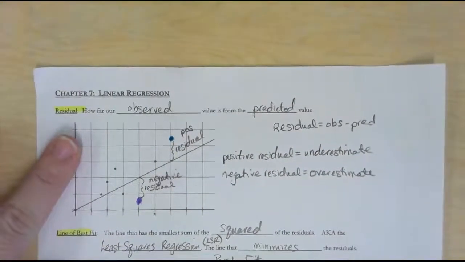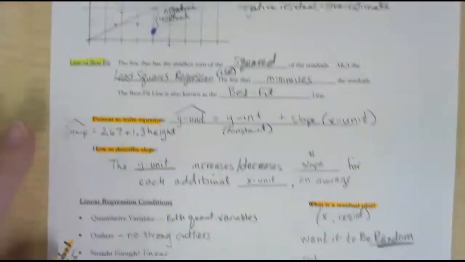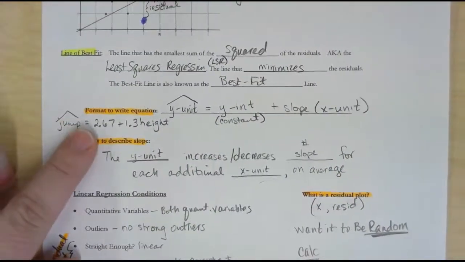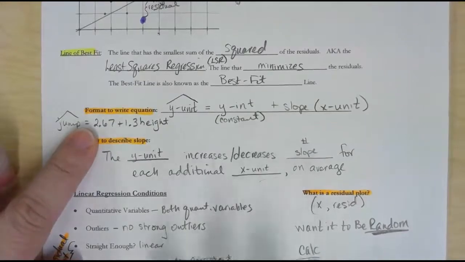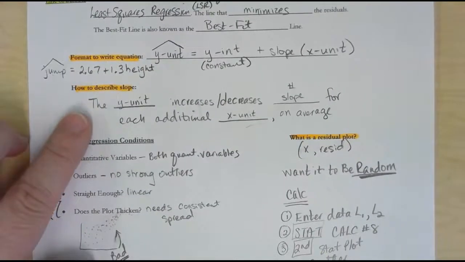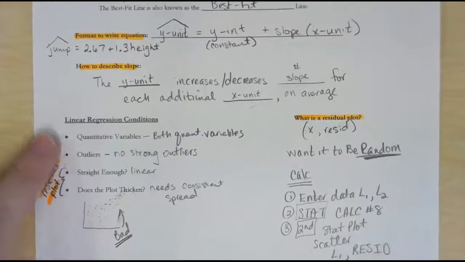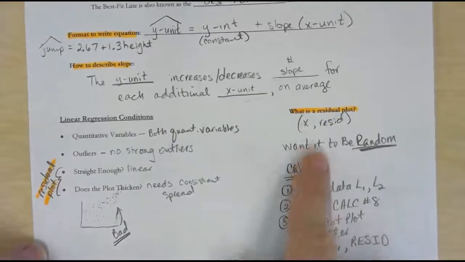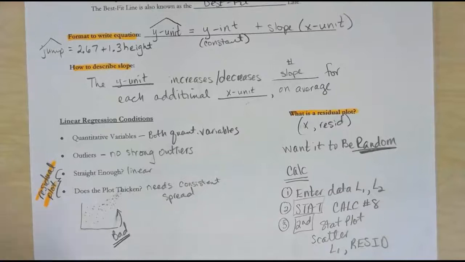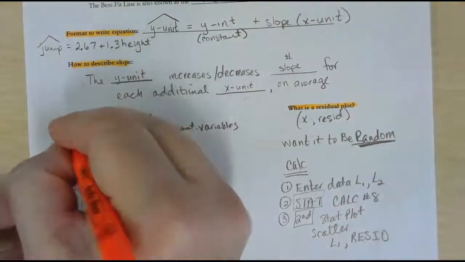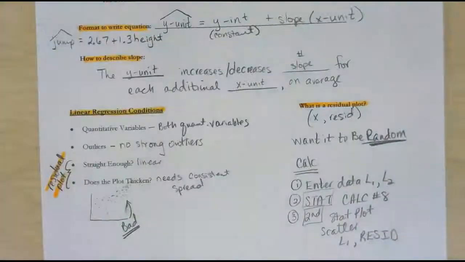Okay, so you have residuals, which is observed minus predicted. You have the equation, and we'll talk about the 3 different ways you can get the equation later. You interpreting the slope, checking conditions, and then checking your residual plot. Okay, so these are all key things for being able to do linear regression.